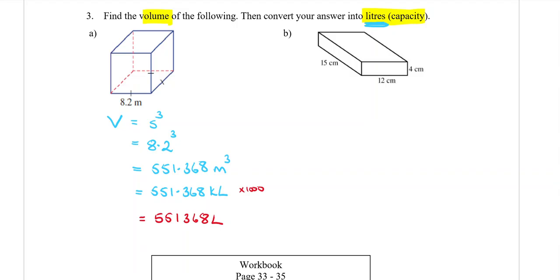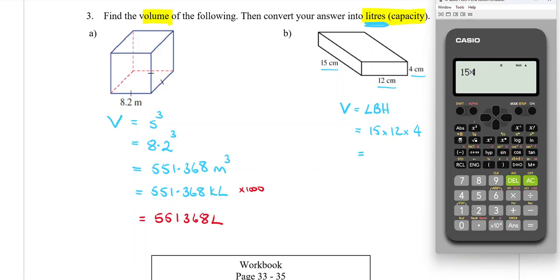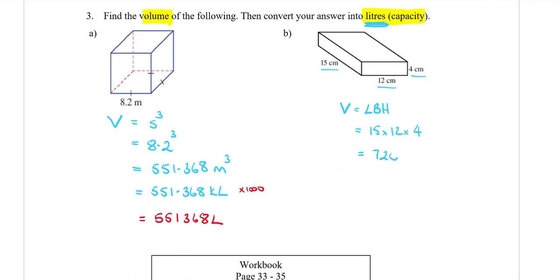Let's try that again for part B. This time we have a rectangular prism. The formula is V equals LBH for volume. The length, the breadth, and the height will be 15 times 12 times 4, which is, let's type it in, 15 times 12 times 4, which is 720. This time that is centimeters cubed. To turn that into capacity, centimeters cubed are exactly the same as milliliters.